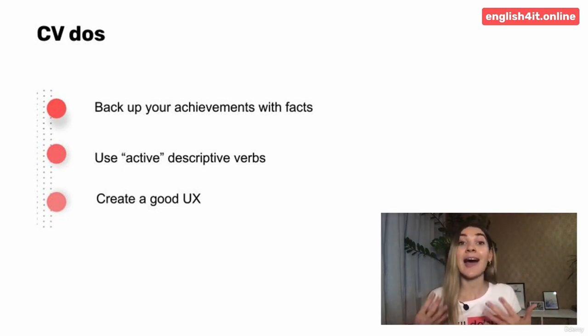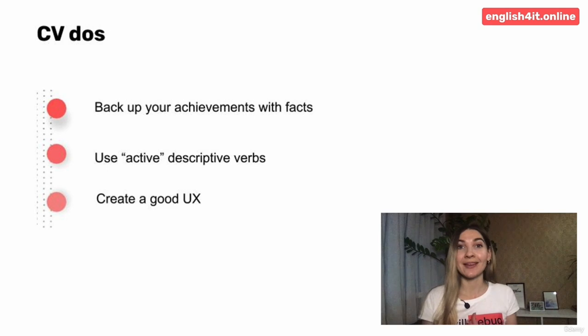So think about how you can use your skills to improve their product or to improve the services they are providing. For example, instead of saying just created React components, you can say created 5 React components to design scalable web apps. So the bottom line is always include some factual proof, some numbers or links to your projects. So tip number 2, use active descriptive words.